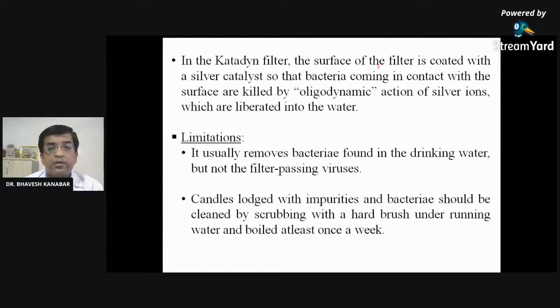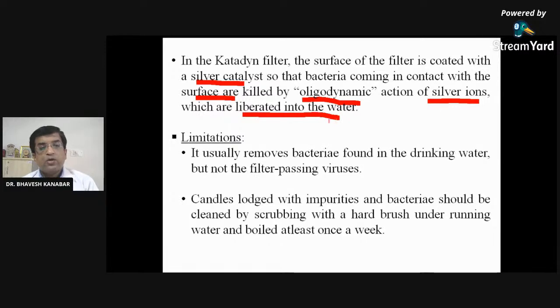So in the Katadyn filter, the surface of the filter is coated with a silver catalyst, so that bacteria coming into contact with the surface are killed by the oligodynamic action of the silver ion, which is liberated into the water. Apart from the ceramic filter at household level, what some students have mentioned, straining by cloth, can also be used as a method of filtration.